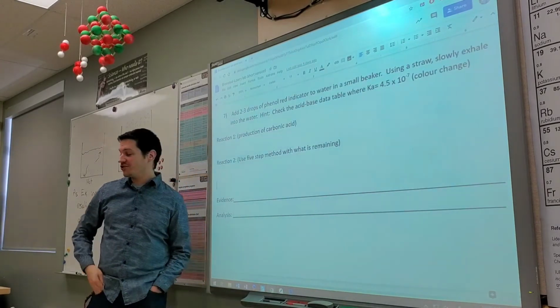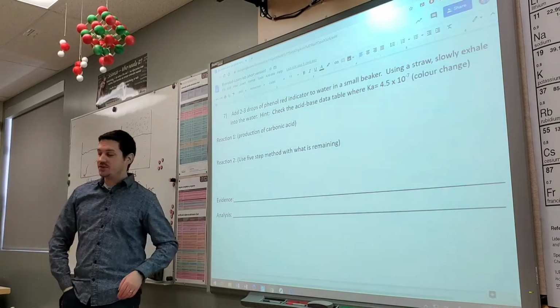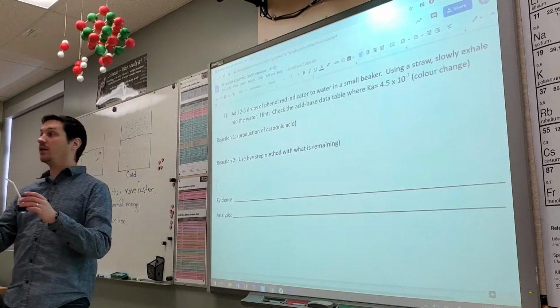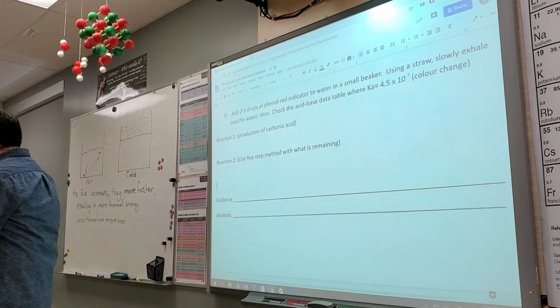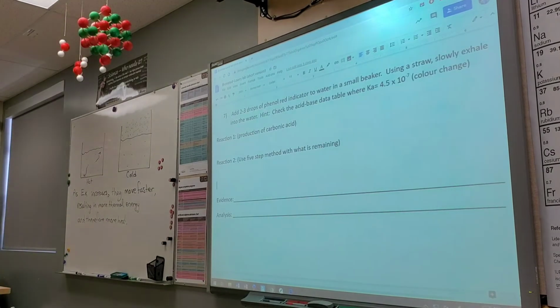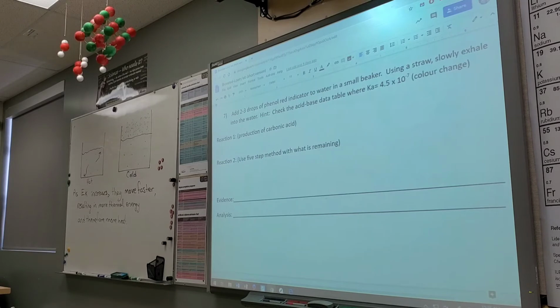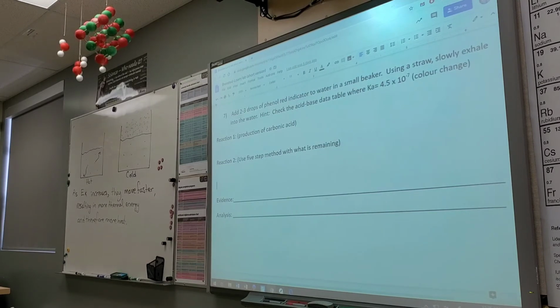Okay, the instructions said add 2 to 3 drops of phenol red or bromothymol blue, whatever, that's totally fine. I didn't add 2 to 3 drops, I added a lot, okay? Now, what did I say? Bromothymol blue is blue in what kind of mixtures? In basic mixtures. This is actually a basic solution right now. This whole thing here is not neutral, it's basic, okay?